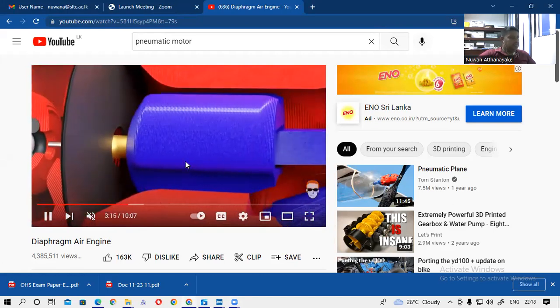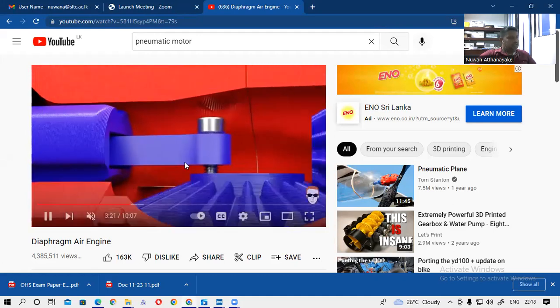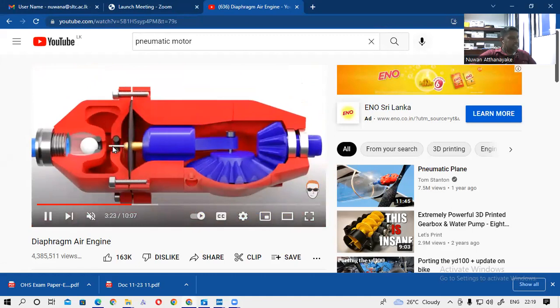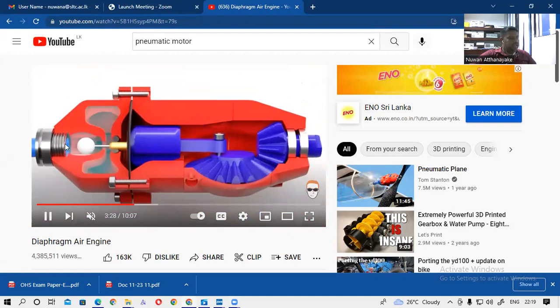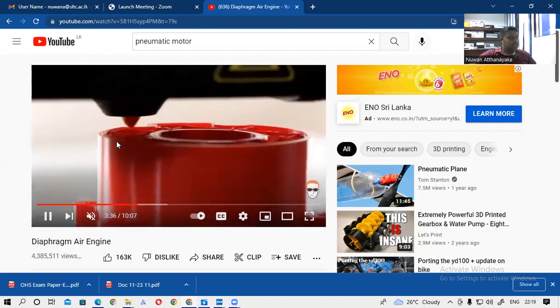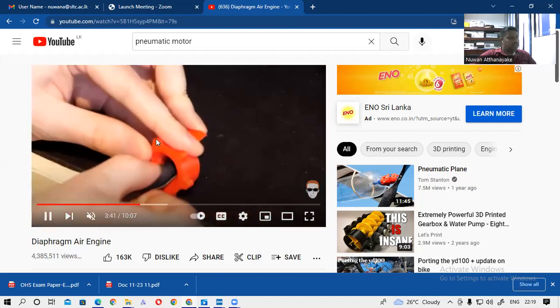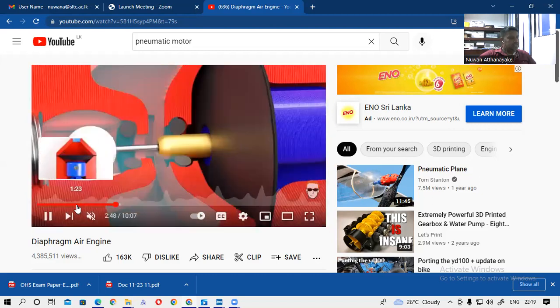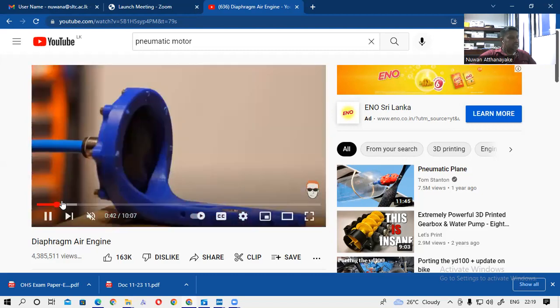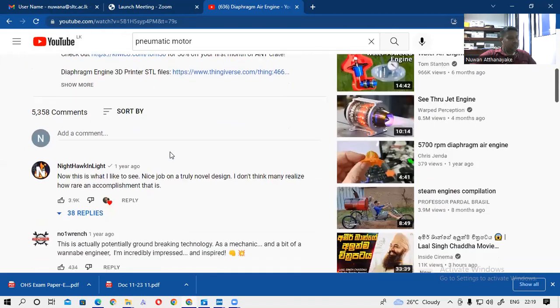So this is an animation, but this is how it works. You can see that here we are sending air from here. This is a valve, and we are sending air, and that air creates a force on that tracer, and it is rotating.